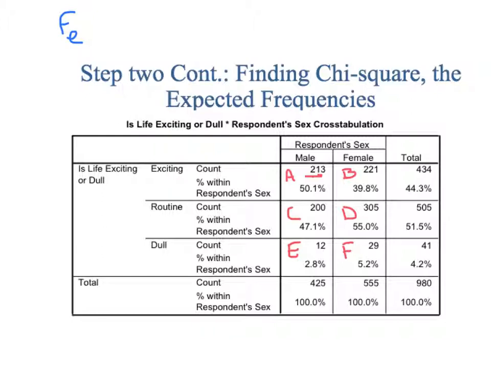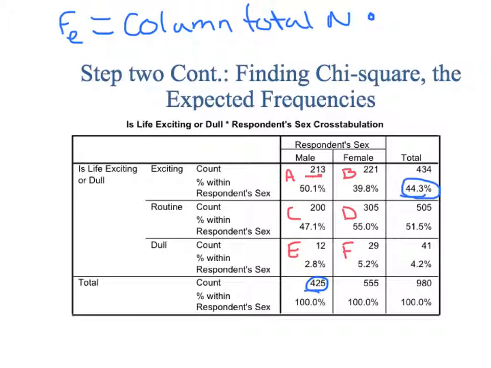And we're going to do that by taking the column total, and we're going to times that by the row percent. Okay, so the expected frequency is going to be the column total times the row percent.